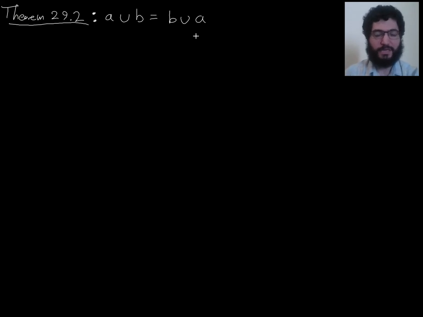All right, let's start looking at some proofs for properties of union, intersection, and relative complement. And this is the first one I'm going to look at. It's part of Theorem 29.